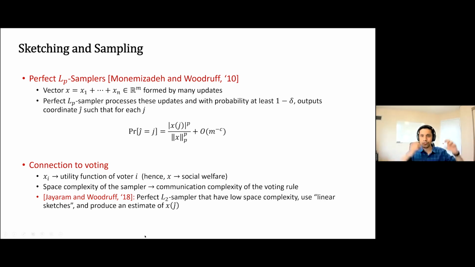And to see which one is the best candidate out of the ones that you have sampled, you need some kind of estimate of the social welfare of the candidate that you have sampled. It's not enough to just have a sampled candidate. You also need some kind of estimate of the social welfare. And luckily, this perfect L2 sampler actually produces an estimate of the x of j hat for the random coordinate j hat that it samples. Okay, so that essentially becomes our voting rule.